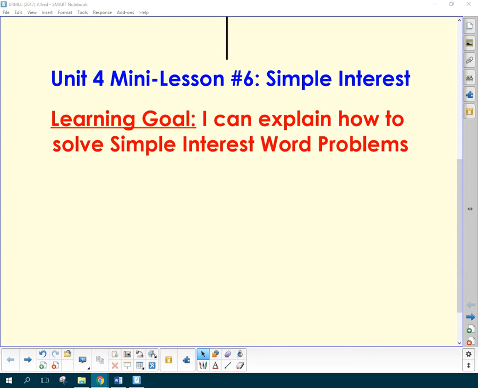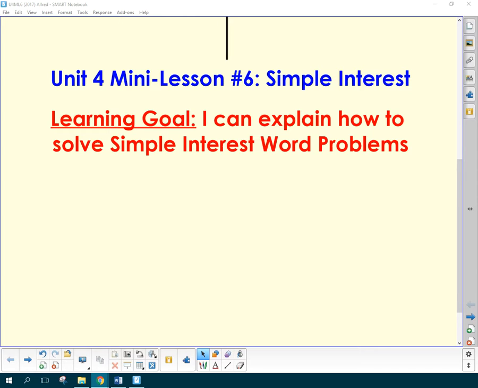This is our last and final mini lesson in Unit 4, and it is probably the most exciting one. In this mini lesson, we're going to talk about simple interest and the way it impacts us in the real world. If your parents have ever complained about their mortgage or their car payments or furniture payments or something like that, this is part of what they're talking about, this concept of interest.